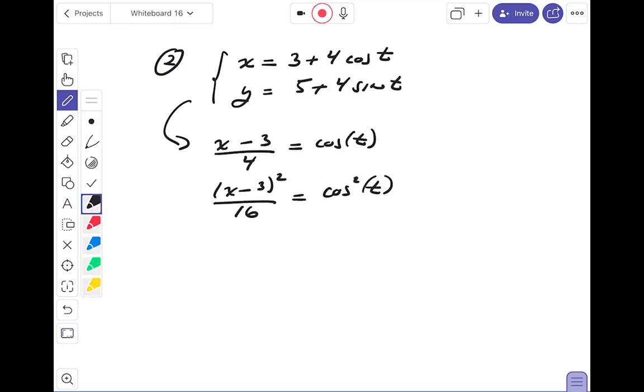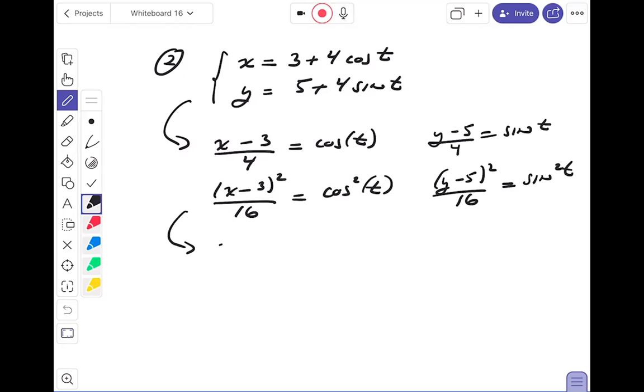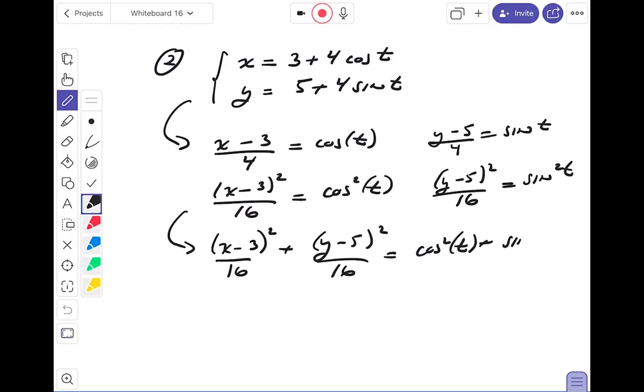Let's do the y. What do you get for y? Y minus 5 over 4 would be the sine of t. I'm going to square both sides again. What do you get? Y minus 5 squared over 16 equals sine squared t. All right, what am I going to do now? Add these two equations together. So what do you get? X minus 3 squared over 16 plus y minus 5 squared over 16 equals cosine squared t plus sine squared t.